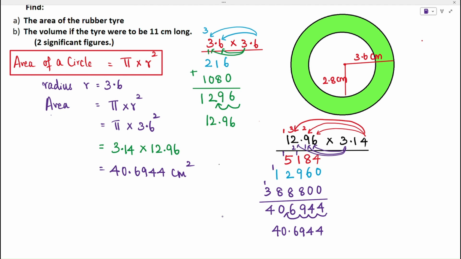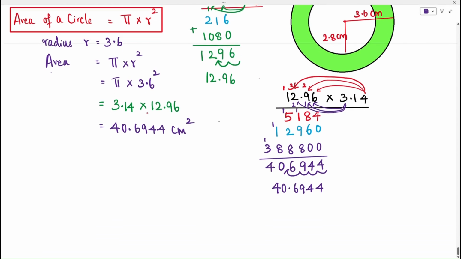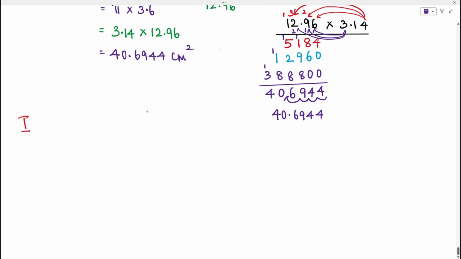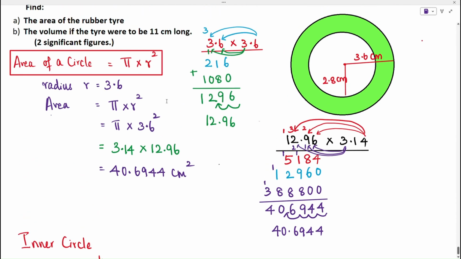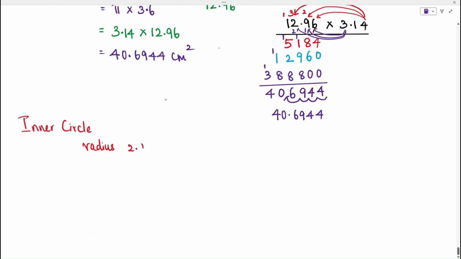Now we have to find the area of our inner circle. Now this will be following the same set of steps, so we're going to jump straight into it. So radius is equal to 2.8, and the area of our circle is equal to pi times r squared, which is pi times 2.8 squared. So we're going to do 2.8 times 2.8.